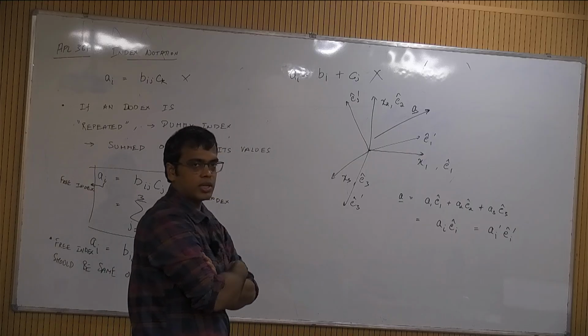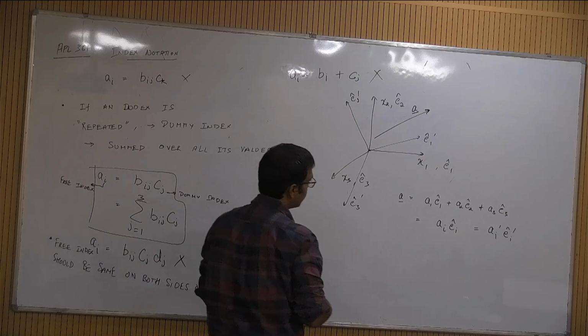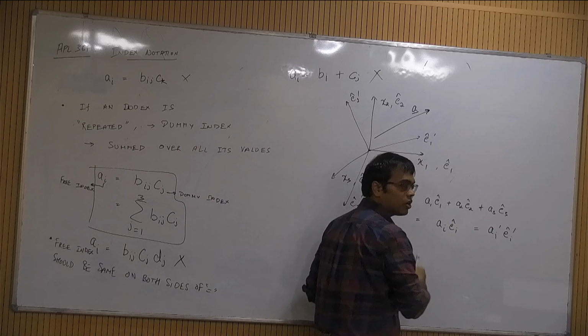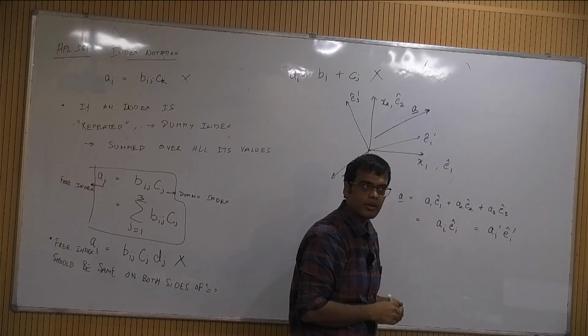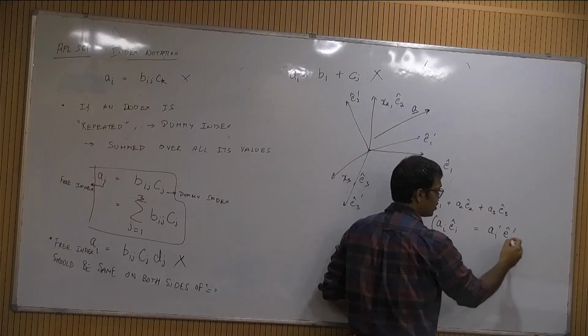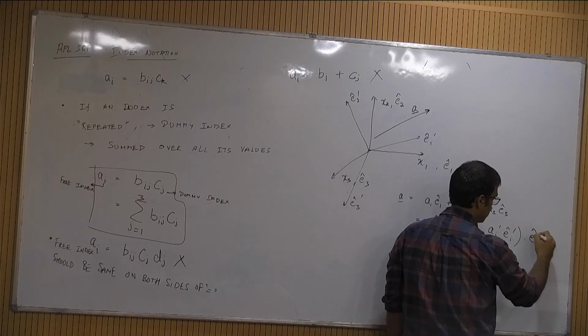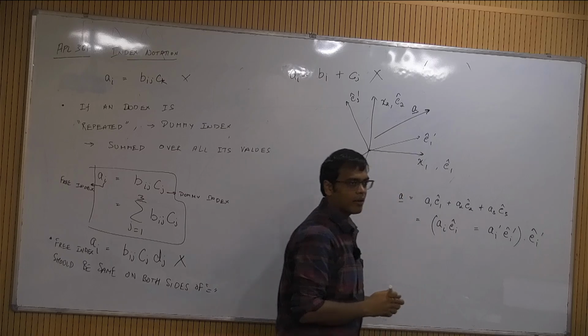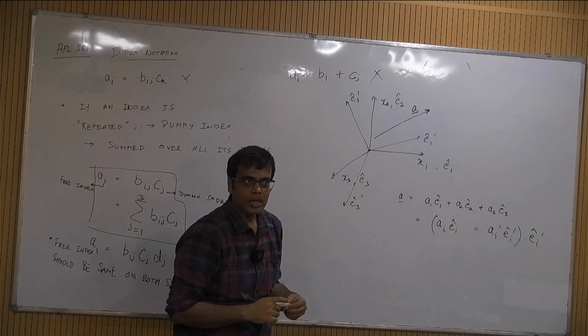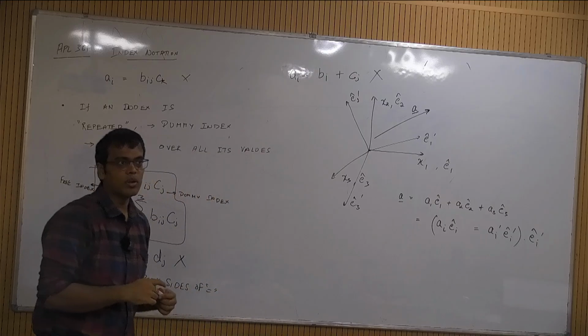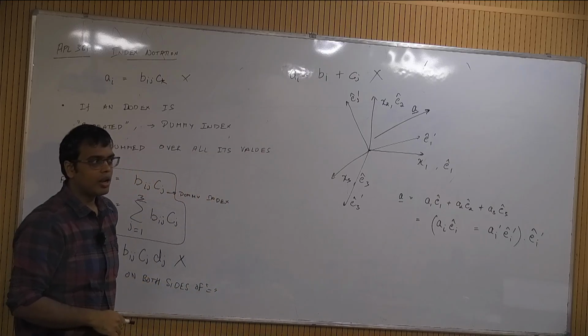We take a dot product. So, if we want to write a i primes in terms of a i's, what do we take a dot product with? So, do I do this? Does this make any sense, or is it violating some rule?